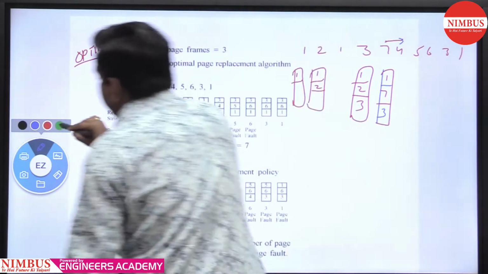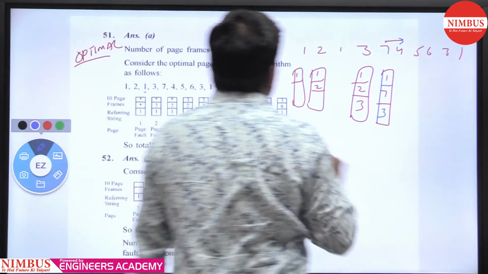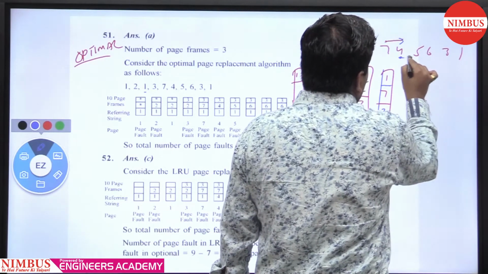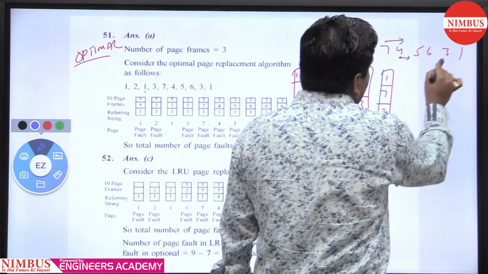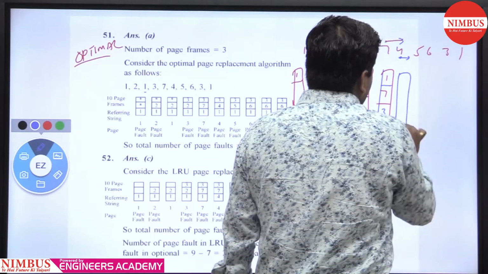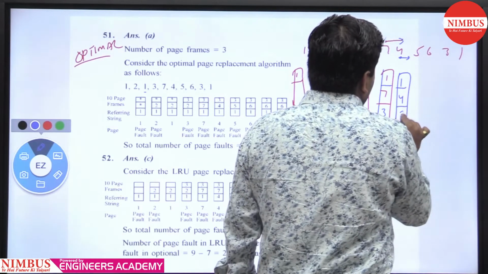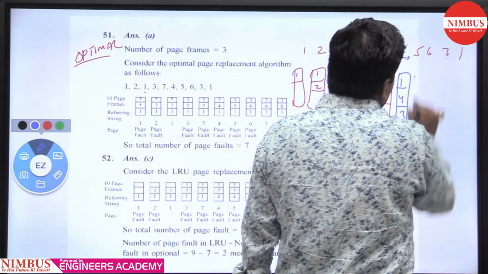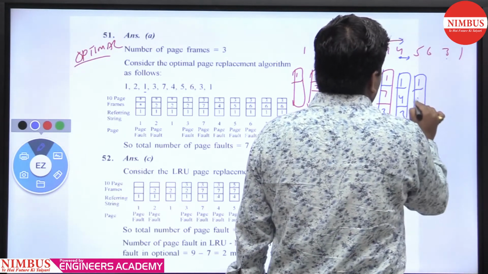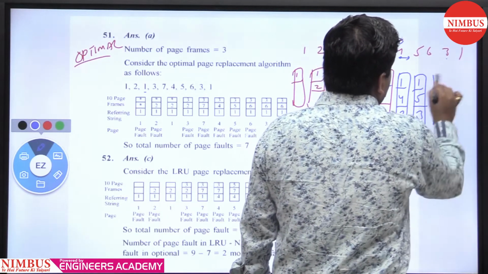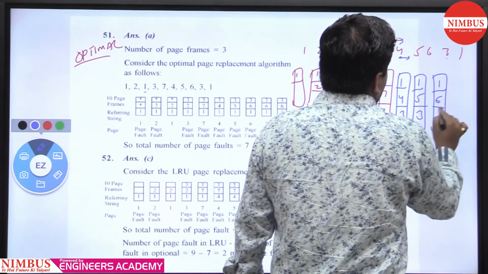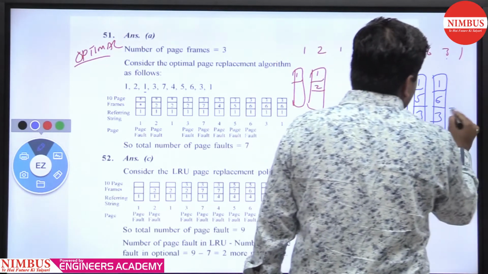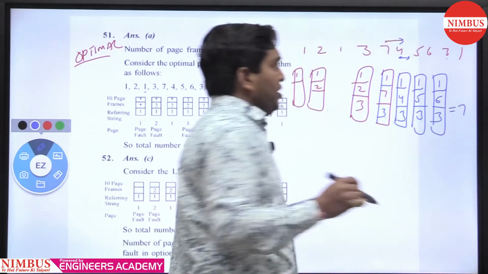Getting my point? Then 4 is not present. Then you see in the forward direction, in 1 7 3, 3 1 7, 7 is replaced by 4. Then 5, you will see 1 4 3, 3 1 is present, 4 is replaced. Then 6, 5 is replaced and 3 1 is present. 2, 4, 6 and 7 page faults in optimal.